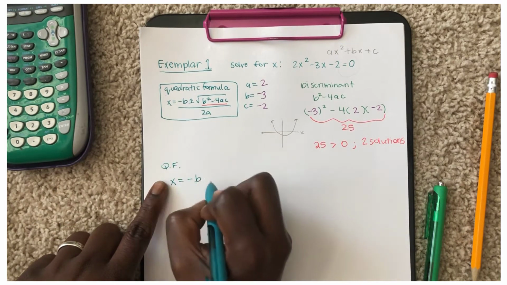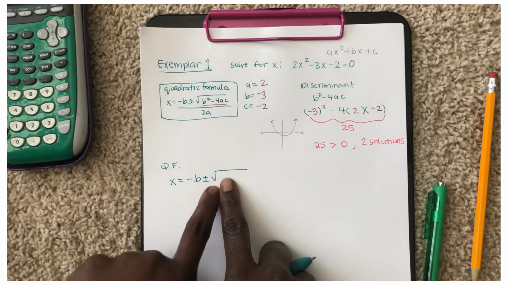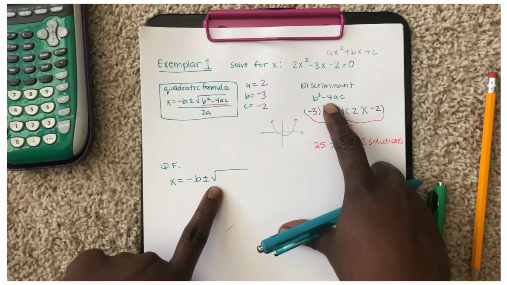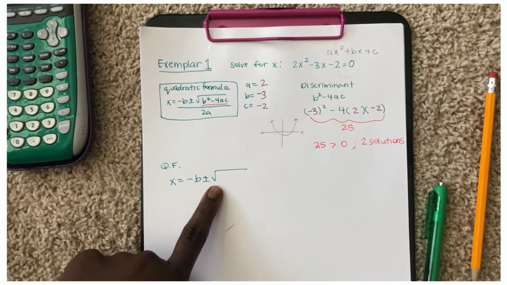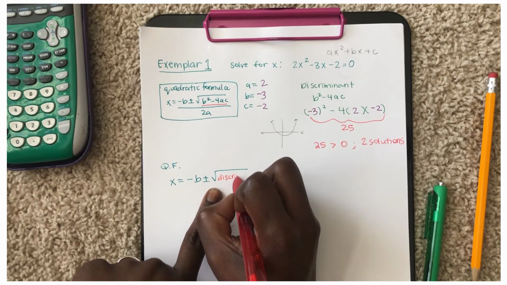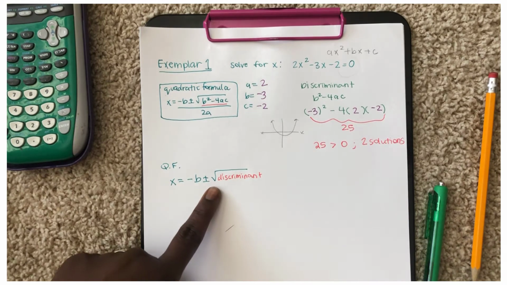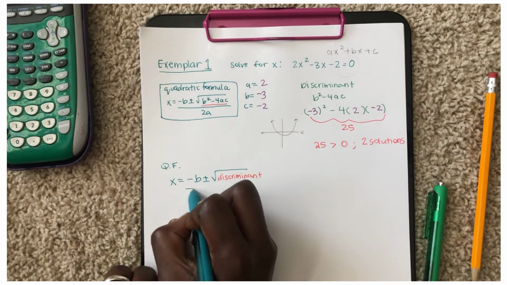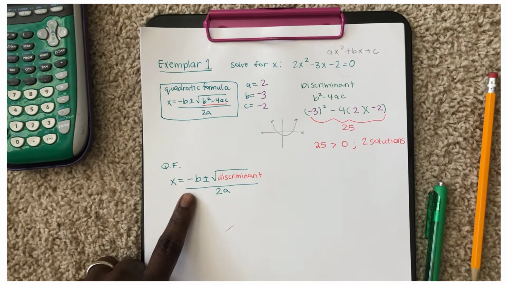x equals negative b plus or minus the square root. Now, instead of me writing b squared minus 4ac again, we already solved for b squared minus 4ac. It's 25. So I'm just going to write that; it is actually going to be our discriminant. We're going to put our discriminant inside of here. And you see I'm trying to keep things color-coded so you can follow along. So x equals negative b plus or minus the discriminant all over 2a. Remember, all over means divided by, okay?